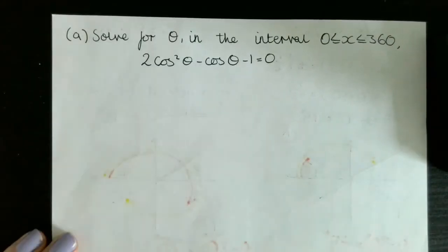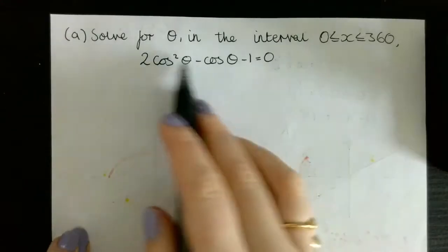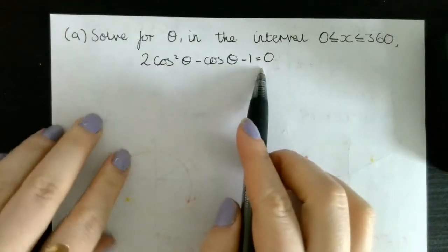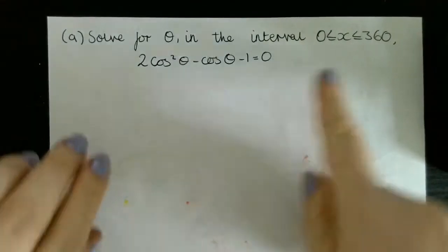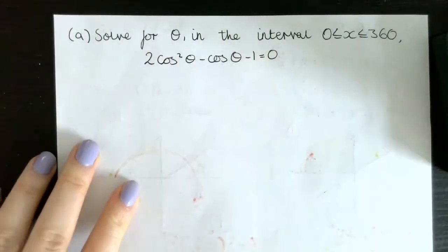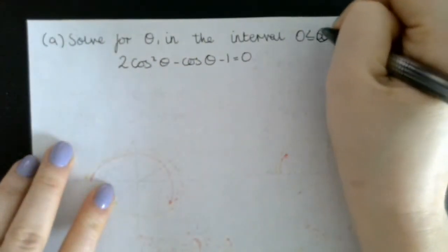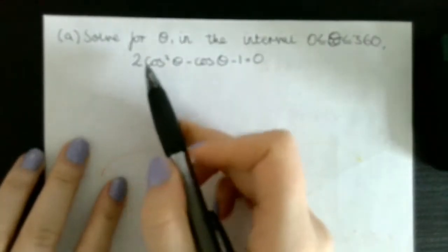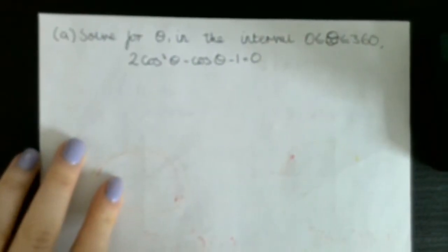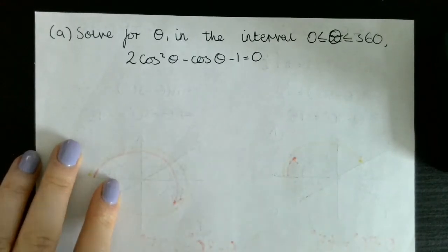Okay, we're going to do some revision on solving those harder trig equations. So the first example we're going to look at is solving for theta in the interval 0 is less than or equal to x is less than or equal to 360. That should probably say theta instead. And we're solving the equation 2 cos squared theta minus cos theta minus 1 equals 0.